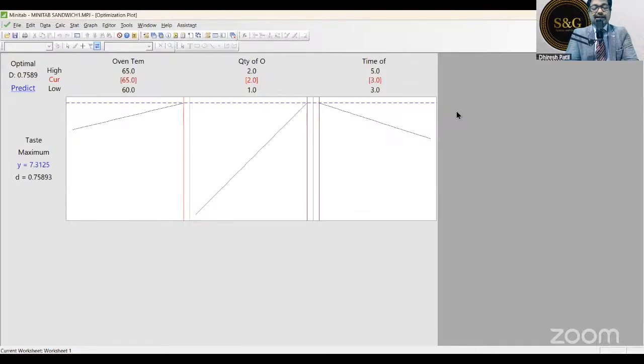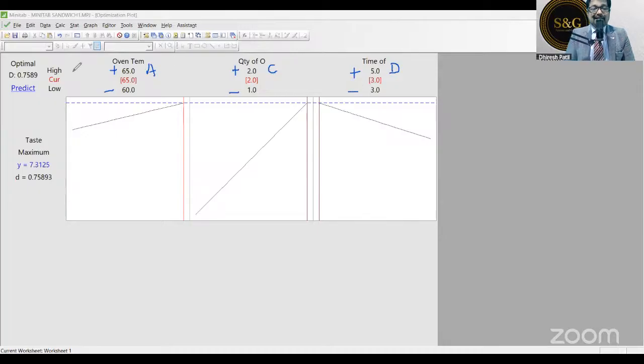This is an amazing tool. If you present it in front of your management, they will love this tool. Now look at this. Let me quickly explain. These are the three factors. Factor A, oven temperature. Factor C, quantity of onion. Factor D, time of cooking. The oven temperature has a lower setting, which is the negative setting, and this is the positive setting. Negative meaning a lower setting. Here it is a lower setting, and this is a higher setting: 1 piece and 2 pieces. Time of cooking is 3 minutes and 5 minutes.